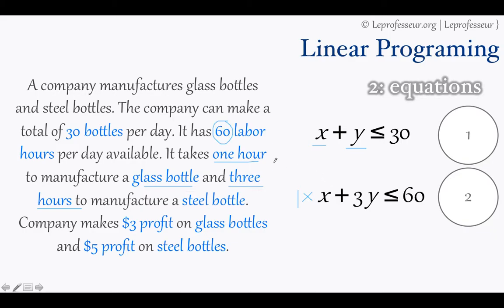And the third equation would be simply our objective function, or what the company wants to do. They want to maximize their profit. So we're going to have a profit equation, with $3 profit on a glass bottle and $5 profit on a steel bottle. So total profit would be 3 times x plus 5 times y. All right.